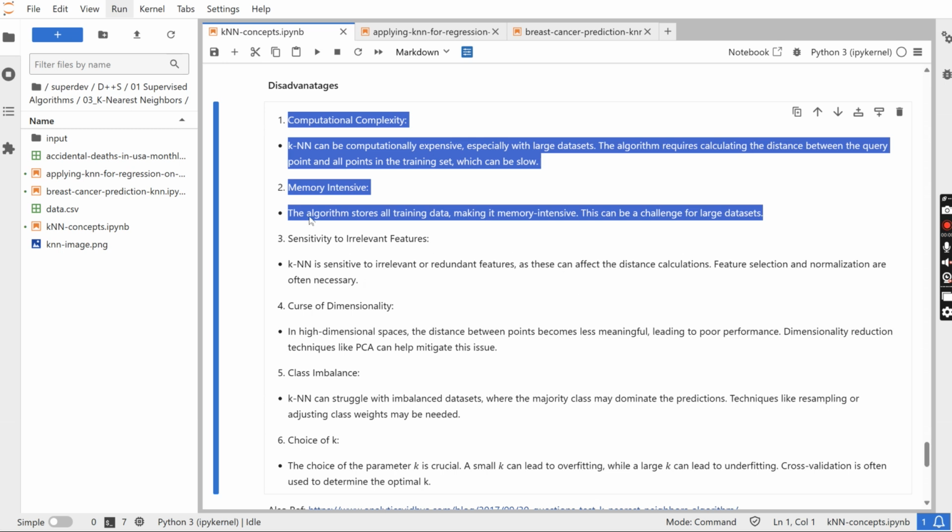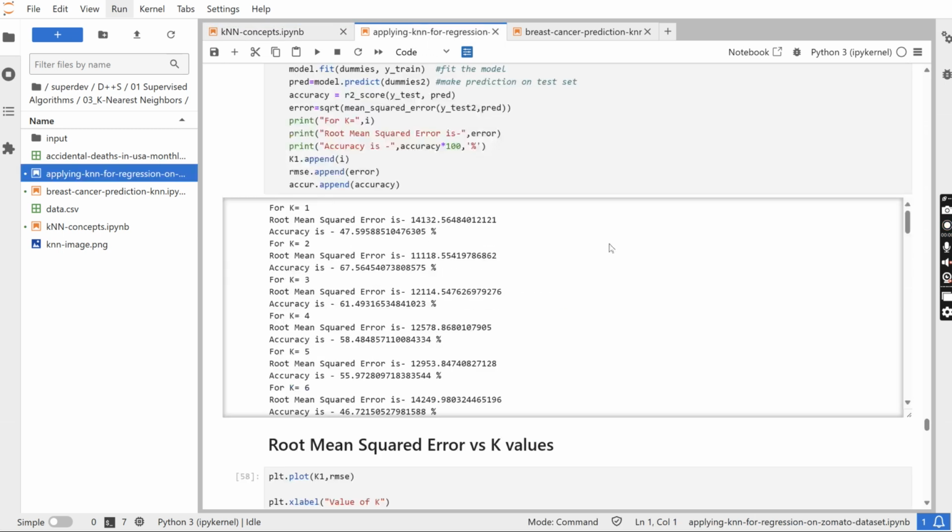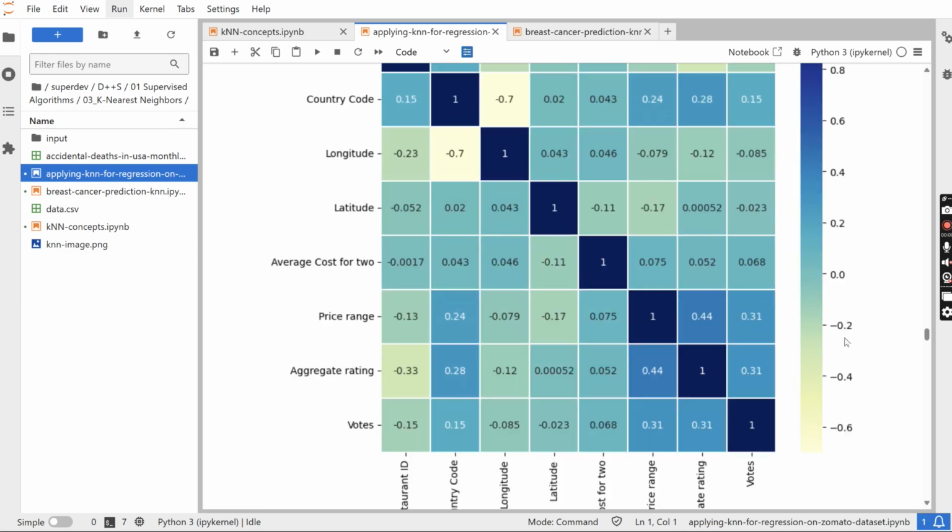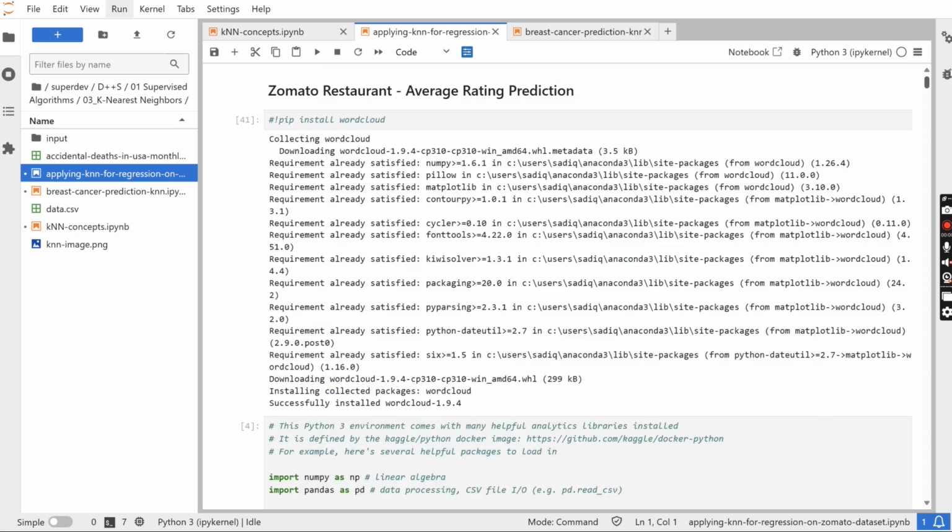Scalability will become a problem. So if your data set is smaller, then you can use it. Okay, moving on. So previously we were discussing, I think we started working on one of the use cases.